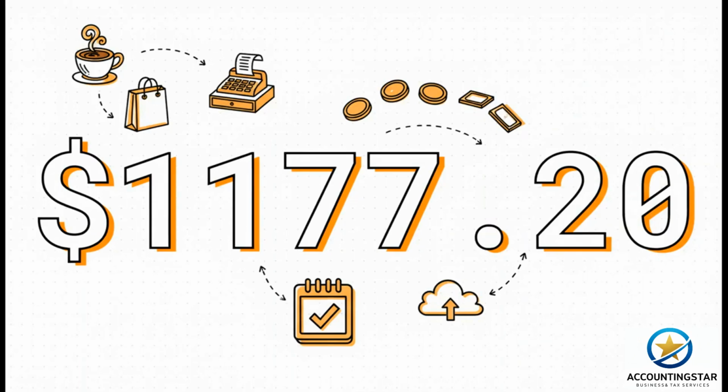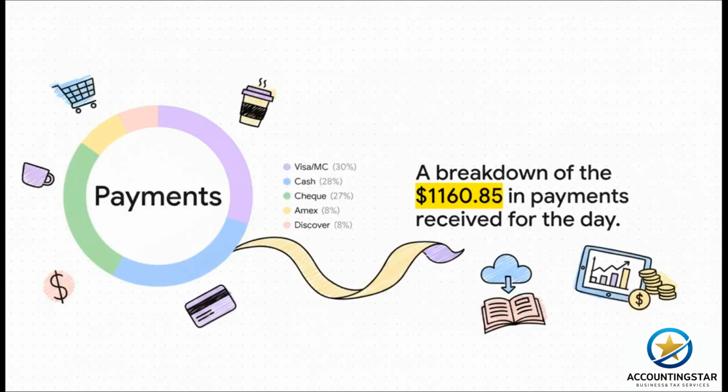That's our starting number. So how did people pay for all that? Your report shows it came in through a typical mix of methods. You got some cash, a check, and payments from a few different credit cards. Each of these is going to get its own line on our sales receipt.